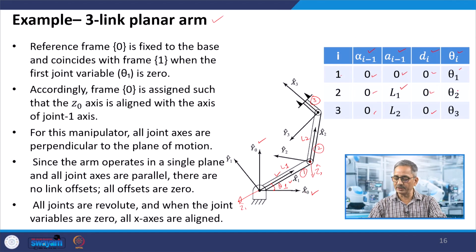Similarly, as per our definition, theta 2 is the angle between x1 and x2 about z2. This is my x1, which I can extend over here, and this is my x2 and this is my z2. The angle between x1 and x2 about z2 is my theta 2. Similarly, I can define a2, which is nothing but L2, and this theta will be theta 3. Likewise, I can fill up this table.